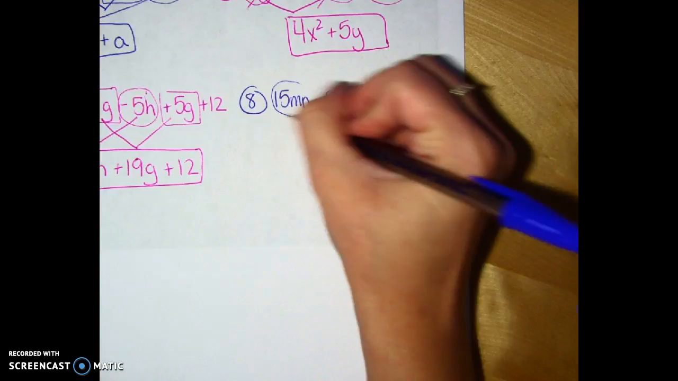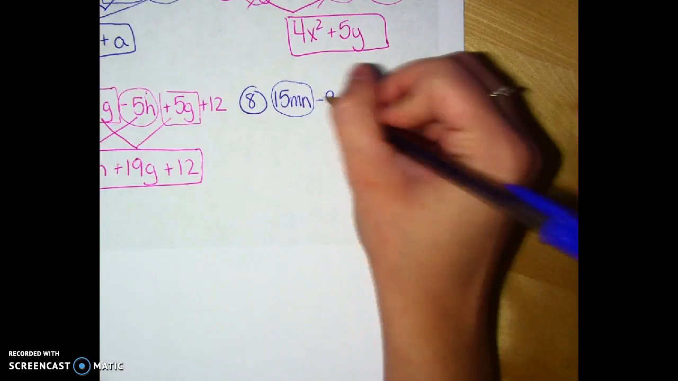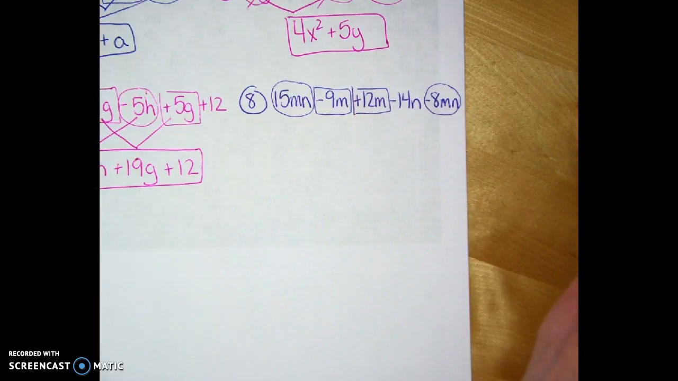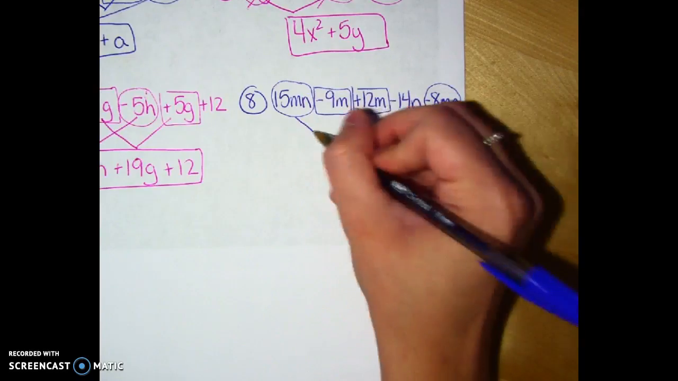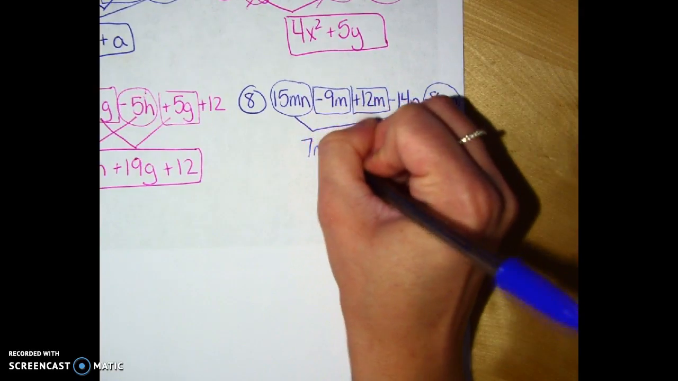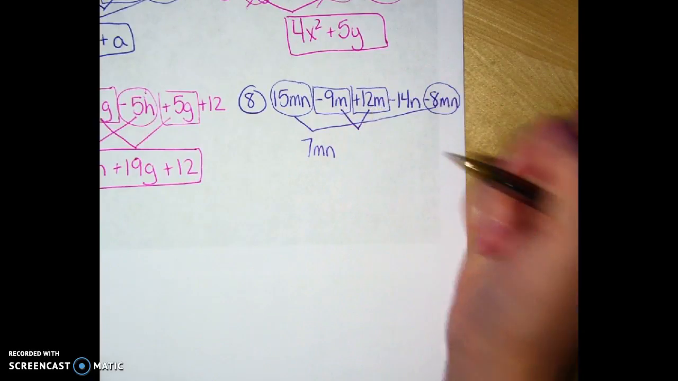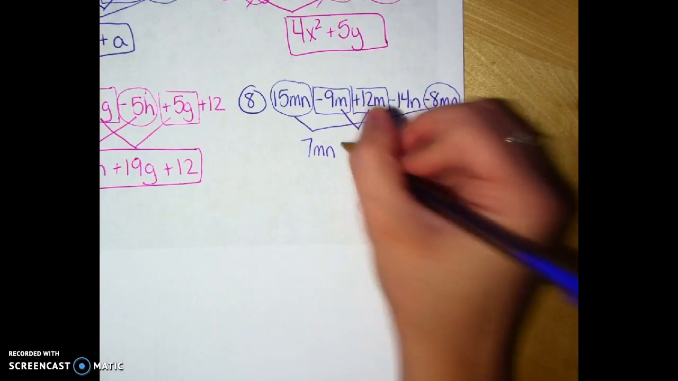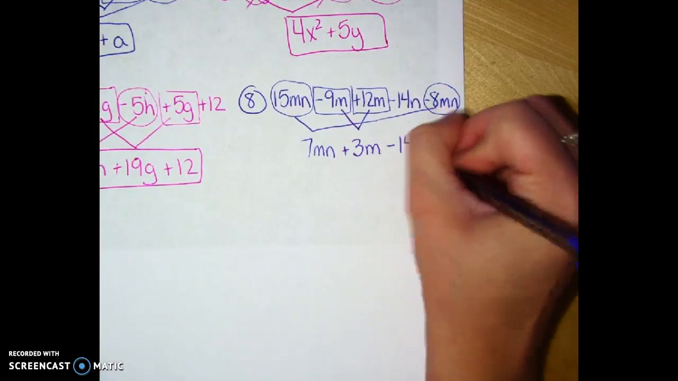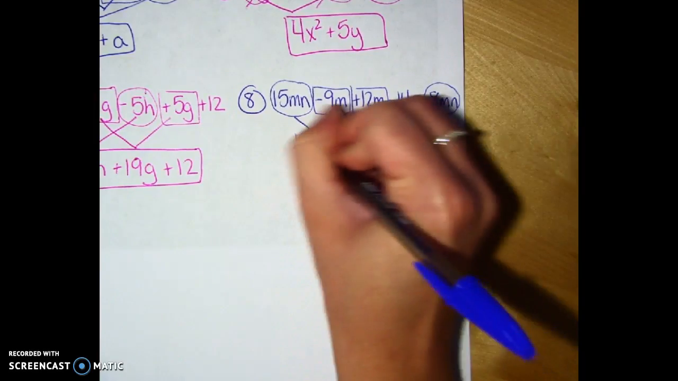Okay, mn, and there's an mn. Here's an m, and here's an m. N's by itself. So 15mn minus 8mn is a 7mn. Negative 9m plus 12m is a positive 3m minus 14n. And there is your answer.